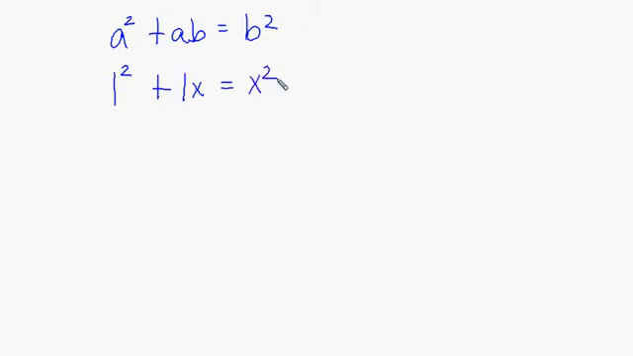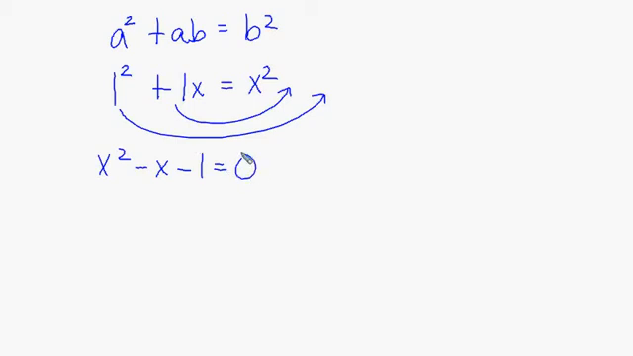Well, that's a quadratic equation, people. So let's get it all set equal to 0. So that means I'm going to bring this stuff over here. That leaves me with x squared minus x minus 1 equals 0. Hopefully you don't have any trouble following all of that. Now I've got the quadratic equation.